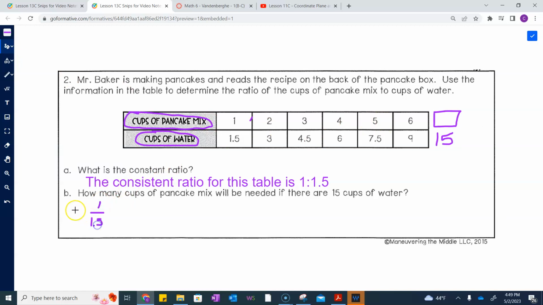And I'm just going to put up here in word form that this is the pancake mix on top and this is the water on the bottom, so I keep everything straight. And they want to know, hey, I need 15 cups of water. That's what I dumped in, so how many cups of pancake mix should I dump in there? So I'm going to put a little P here for pancake mix. And then I'm going to look at my fractions and figure out how to scale it up. What do I multiply to 1.5 to get 15? Well, that's easy. The decimal moved 1 place to the right, so I'm going to multiply by 10 to swoop that decimal 1 place to the right.